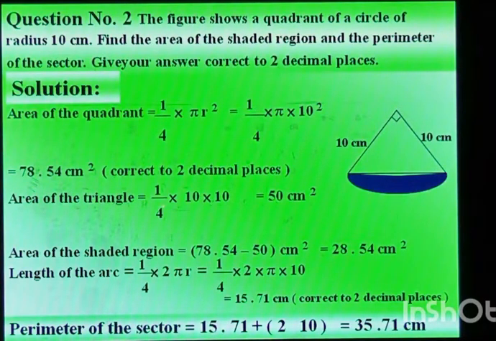Now my dear students, area of triangle, we know, is half into 10 into 10, because this is a right angle triangle. So the area of the shaded region would be, just subtract this area of the triangle from the total area of the sector.